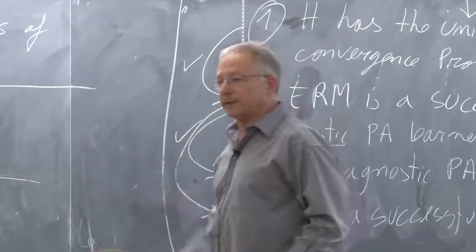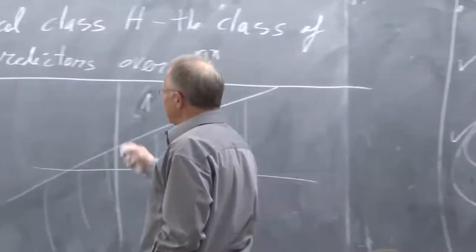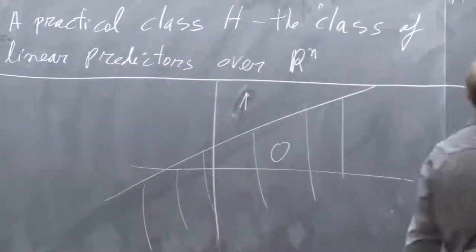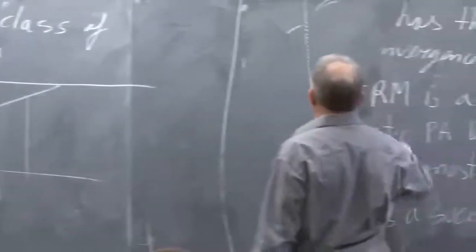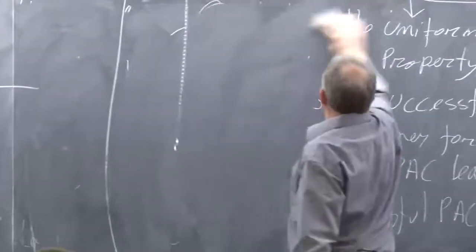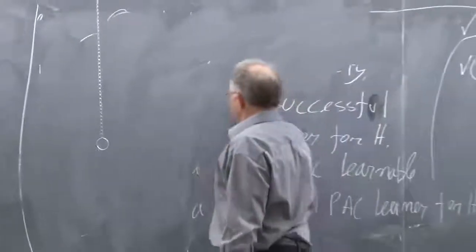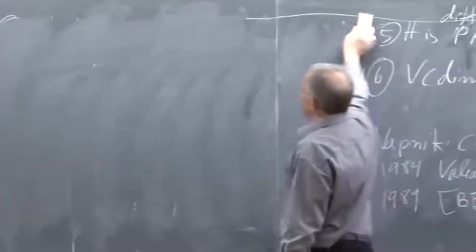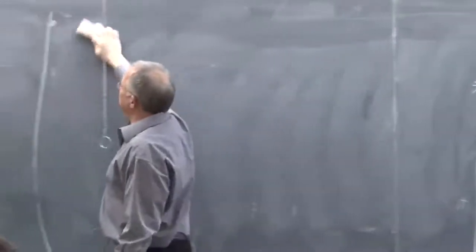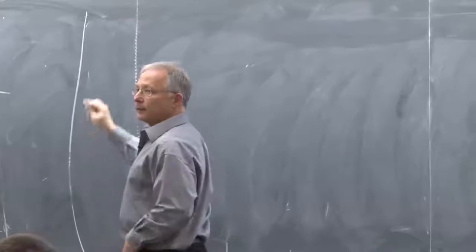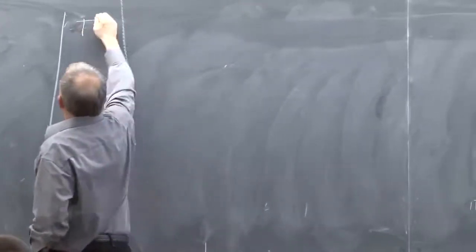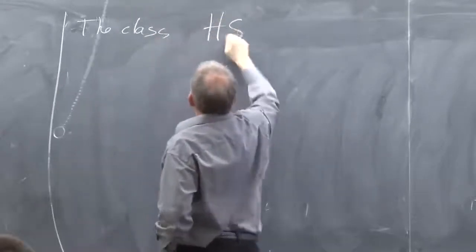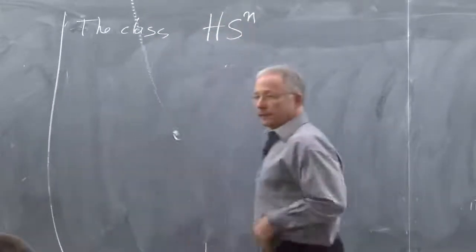How does such a predictor look? If I have a point x, how does such a predictor look? So we will define a little bit more precisely this class, and then we'll explain why it is such an important class. Okay, so here is a formal definition of this class. The class H, S, N, half spaces over n dimensions.